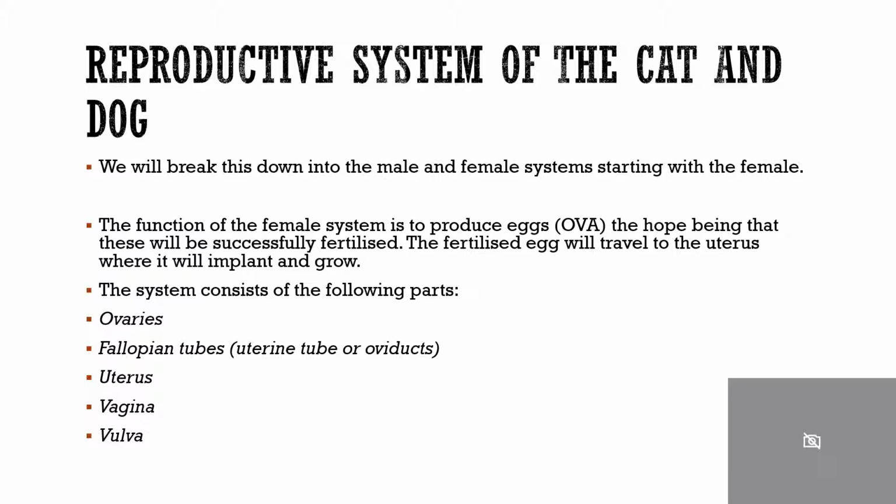We'll break this down into the male and female system, starting with the female. The function of the female system is to produce eggs, or ova, the hope being that they will be successfully fertilised. The fertilised eggs will travel to the uterus where it will implant and grow. The female system consists of the following parts: ovaries, fallopian tubes, the uterus, vagina and vulva.